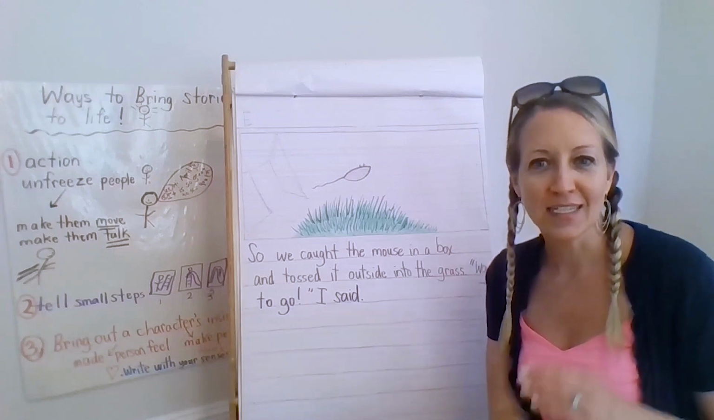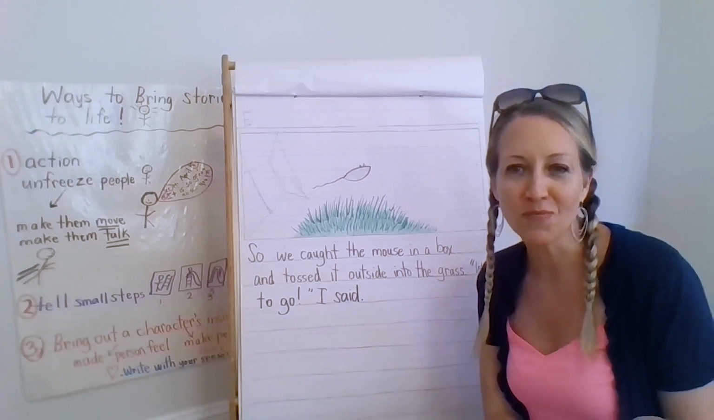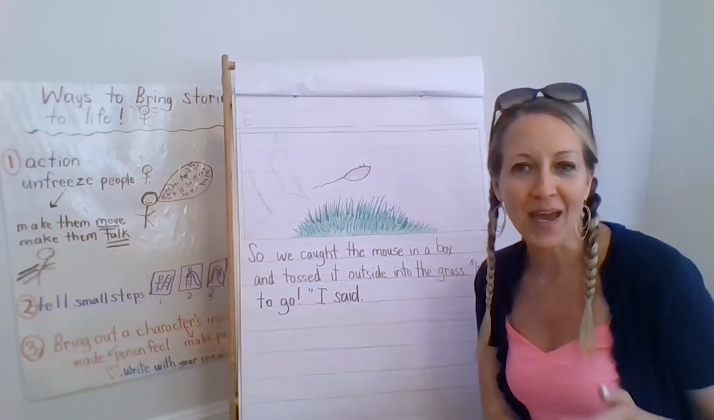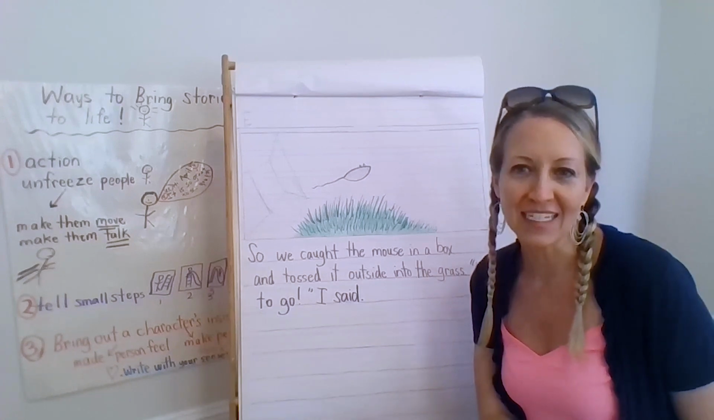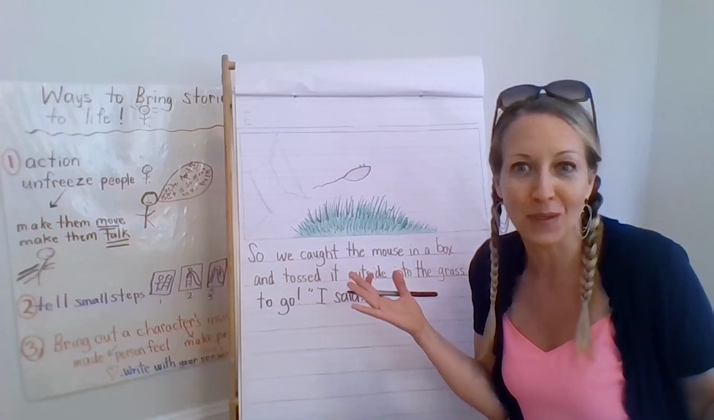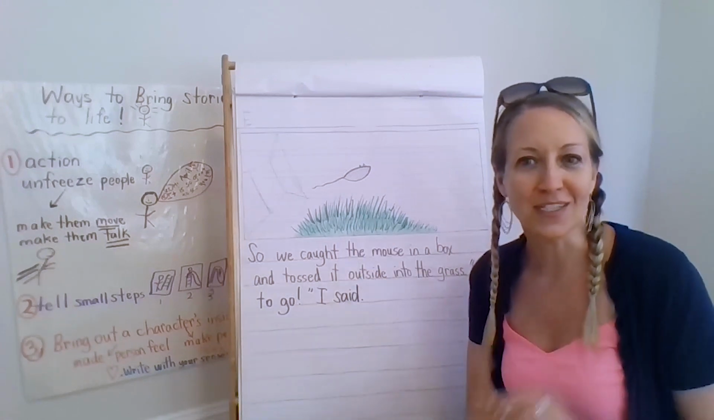So today you saw how I elaborated. I added some talking and I added some movement using verbs. Now it's your turn. You may go back to a piece you've written and elaborate, add more details, bring your story to life a little bit more, add to your illustration, add to your words, or you can start a new piece.